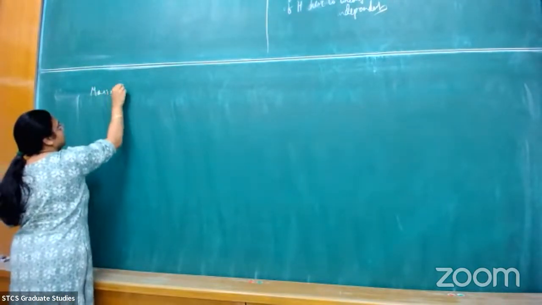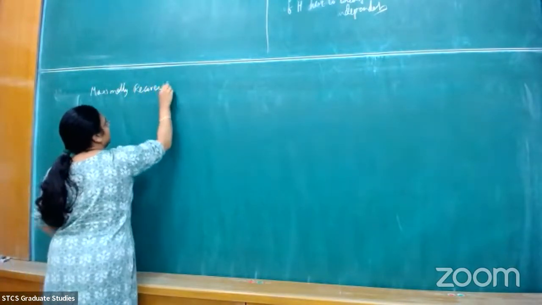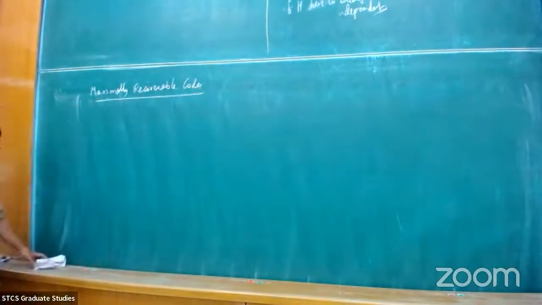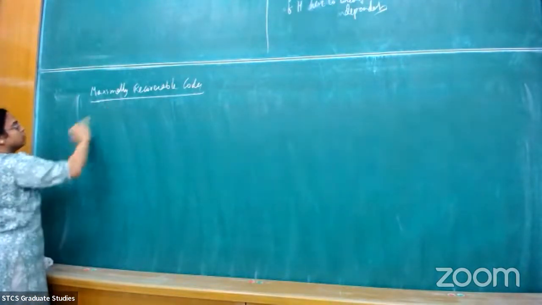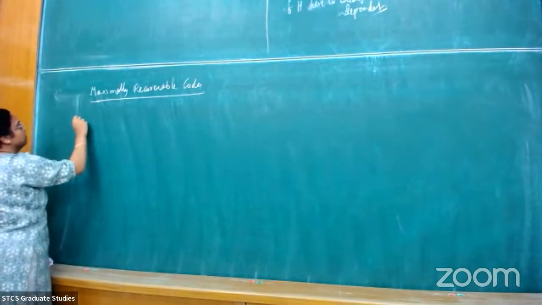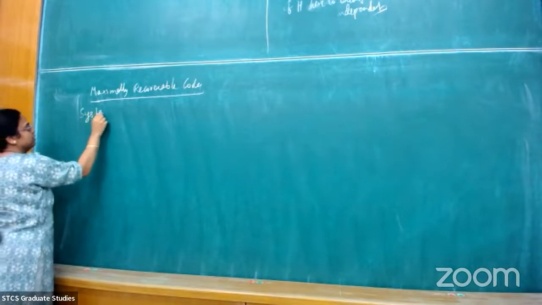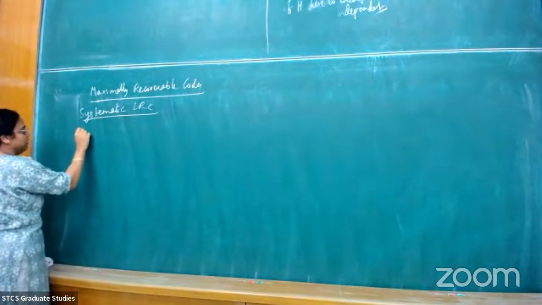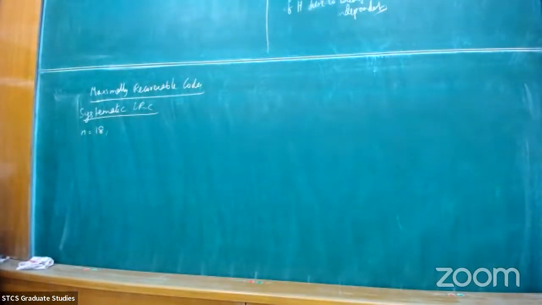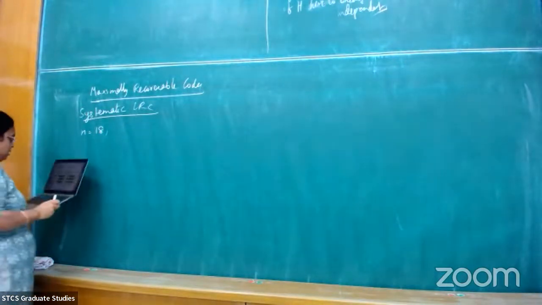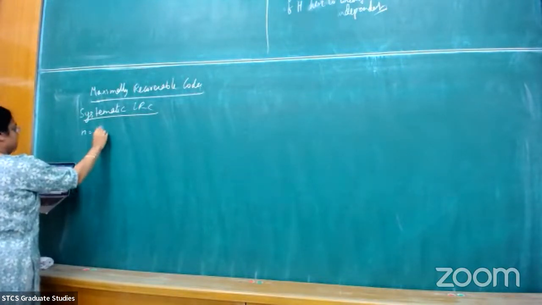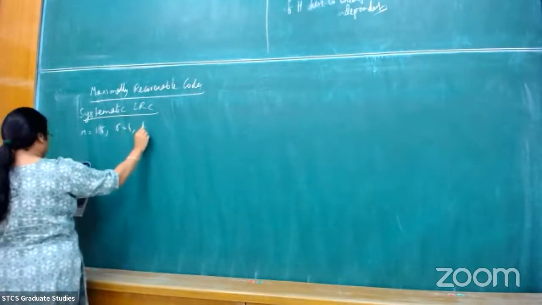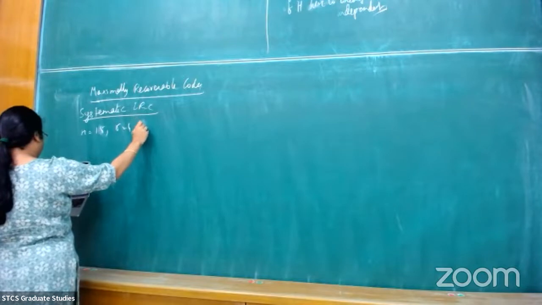Maximally recoverable codes. Can I give some basic details here? Let's say I have a systematic LRC with the following structure. Let's say n equals 15, r equals 4, and the number of message symbols is k equals 10.